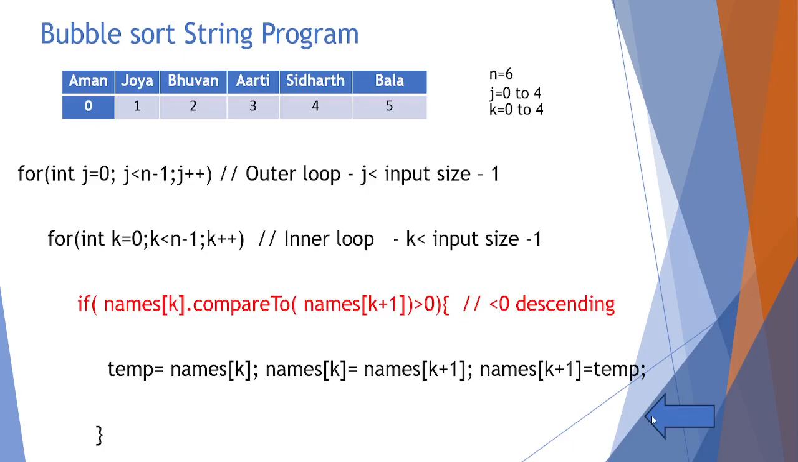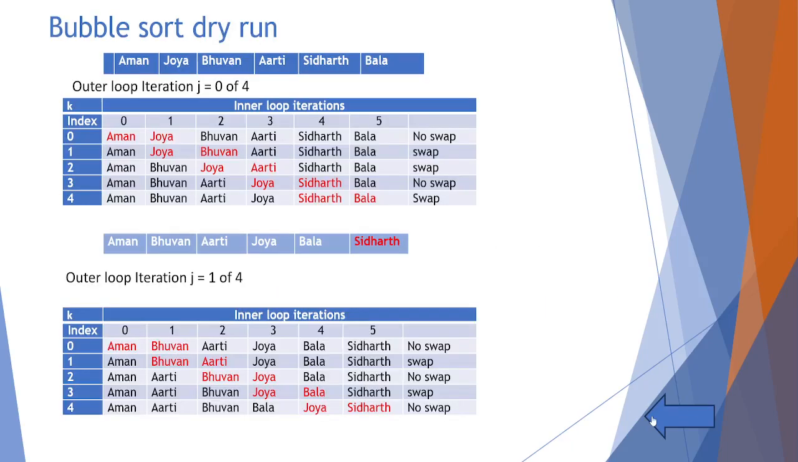Okay, let's see the bubble sort dry run of the same elements, same array, to understand how the optimized bubble sort algorithm can be used. Now, in the first table, that is outer loop iteration 1, that is j 0 to 4. Index vertically also, horizontally also, mentioning the inner loop index, that is the kth index.